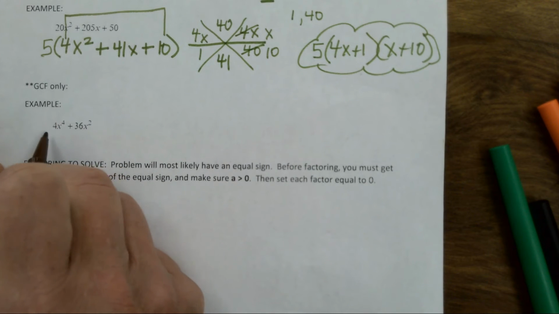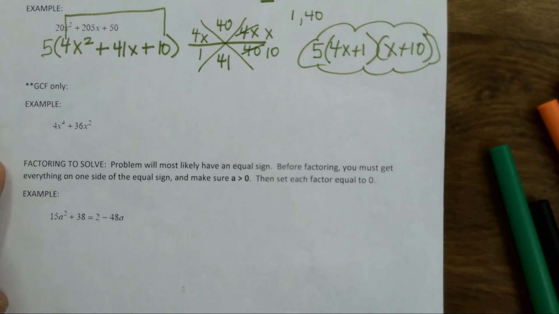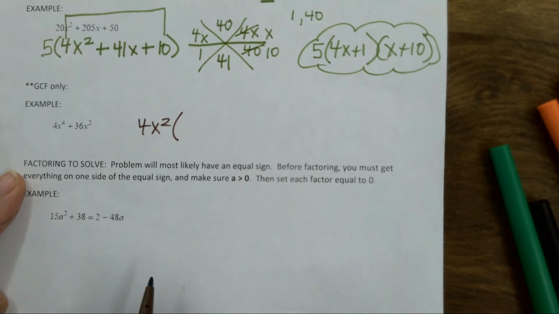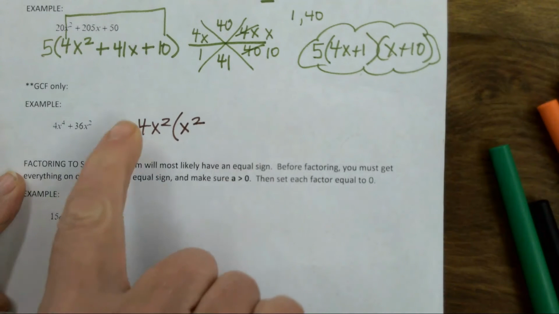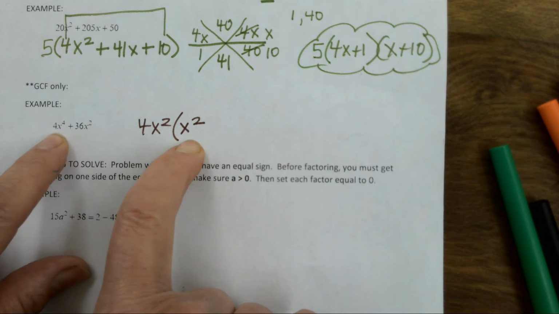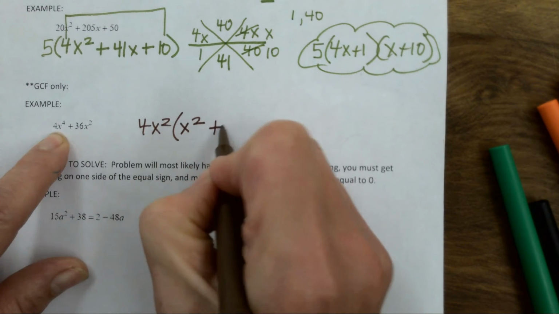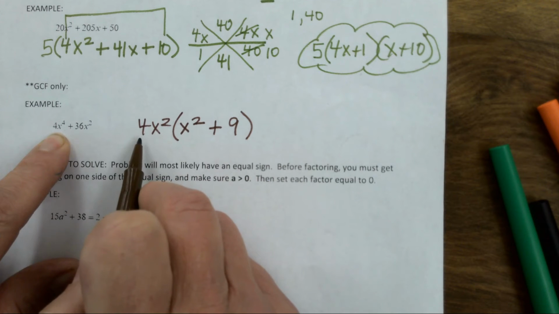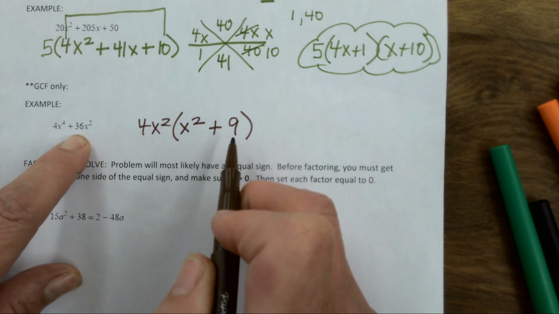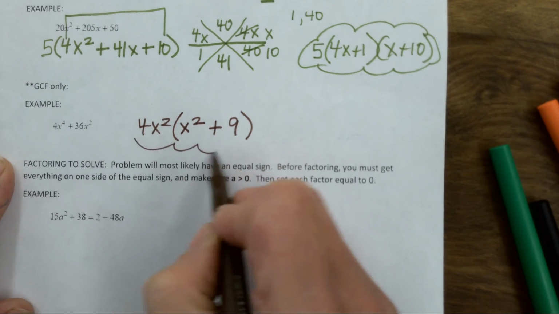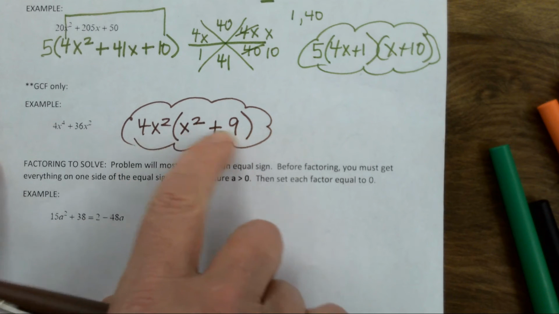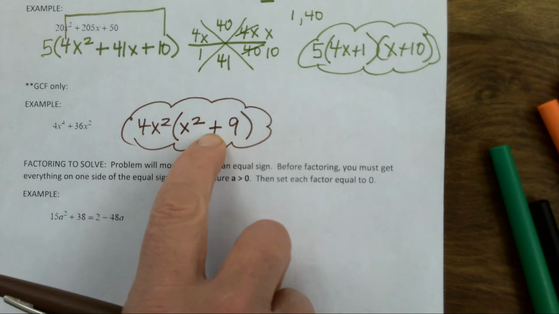What does 4x to the fourth and 36x squared have in common? 4x squared. Beautiful. So the 4x squared goes out in front, leaving me with an x squared, because 4x squared times x squared would give me 4x to the fourth, plus 9 because 4x squared times 9 would give me the 36x squared that I want. And then there's nothing more that I can do with this problem, even though, again, this looks like a perfect square, like a difference of squares. It's got a plus in it, and so there's nothing I can do.